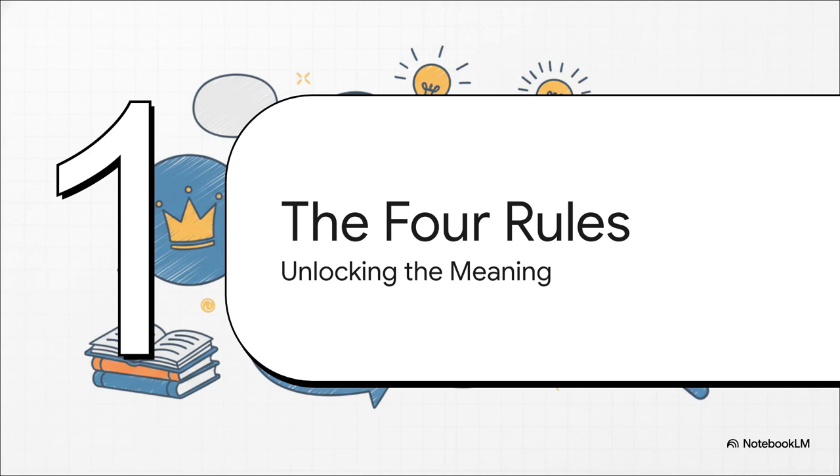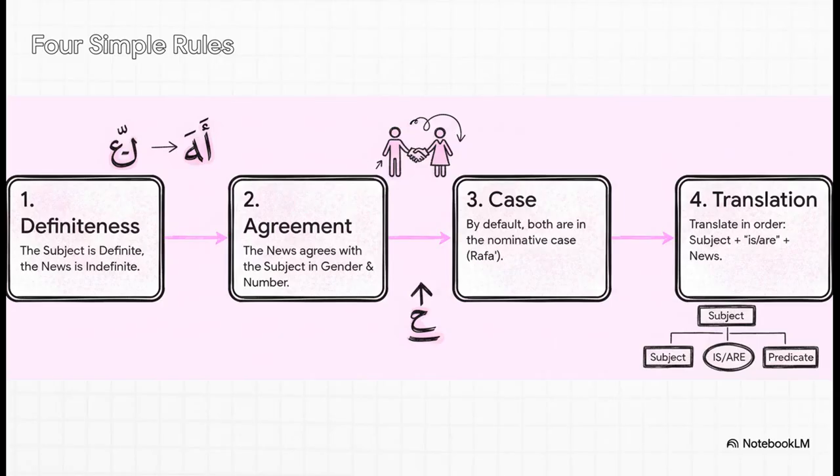But keys are no good without the right combination to the lock, right? Well, for a nominal sentence, that combination is just four super simple rules. Let's check them out. Here is the whole combination. First, and if you only remember one thing from this, make it this one. The subject is definite and the news is indefinite. That's the golden rule. Second, the news has to agree with the subject in gender and number. Third, they're both in their default grammatical case. And fourth, you translate it just like it reads. Subject, then you add is or are, and then the news.